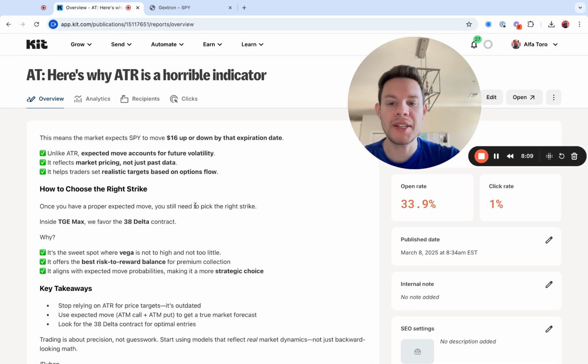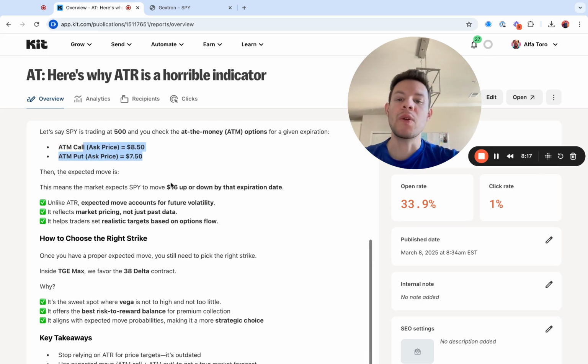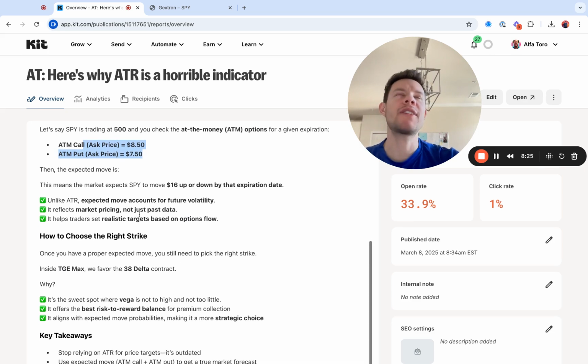So once you have the proper expected move, you still need to pick the right strike. Inside TGE Max, we favor the 38 delta contract. Most of the time, within this range, you want to find a strike and an expiration date that matches a 38 delta. Okay, so for example, if this is going to be a weekly, like the Friday expected range is $16 up, $16 down, then I want to get a couple expirations out, and a strike that matches a 38 delta. Typically, you're going to see the 38 delta strike be somewhere within this range, the $16 range.